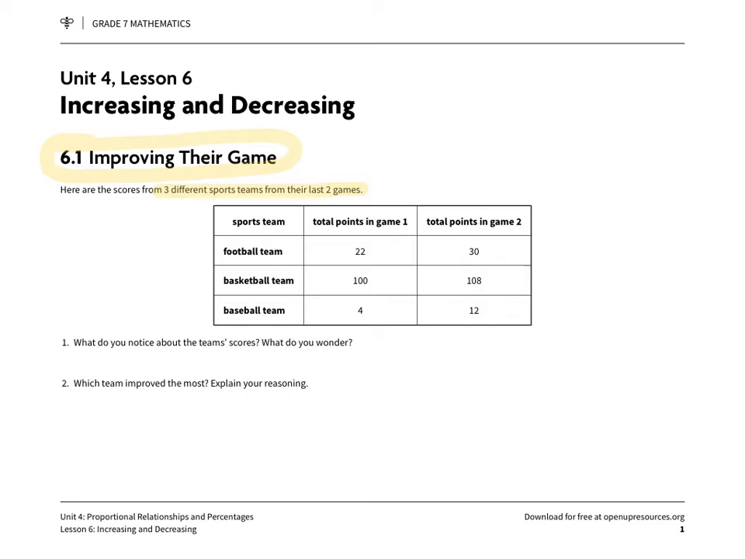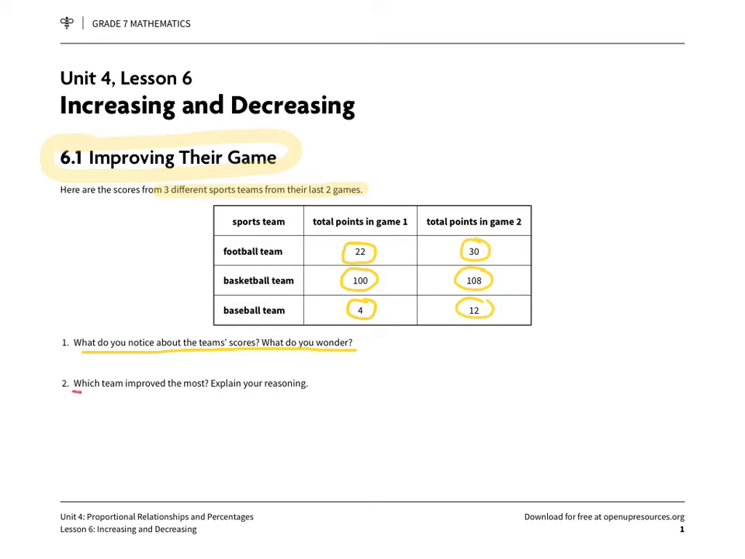The football team's score in game 1 was 22, and then it went up to 30. The basketball team scored 100, then they scored 108, and the baseball team scored 4, and then they scored 12. So the question is, what do you notice about the team scores, and what do you wonder? Why don't you write down one of each of those for me?